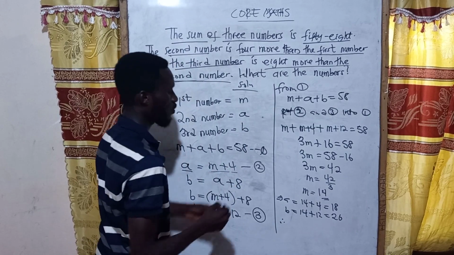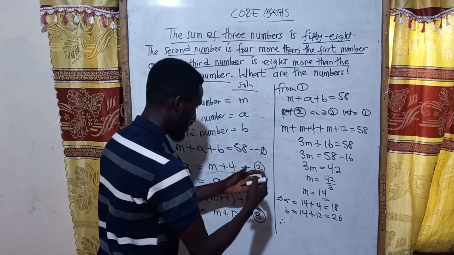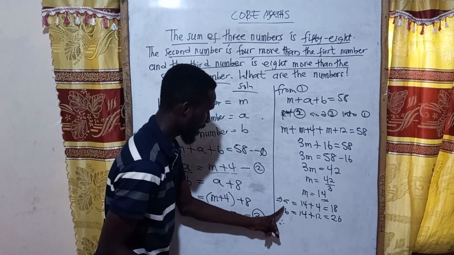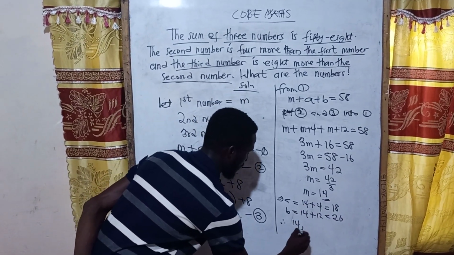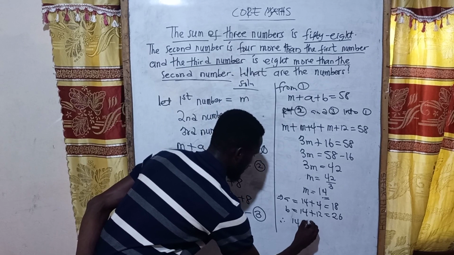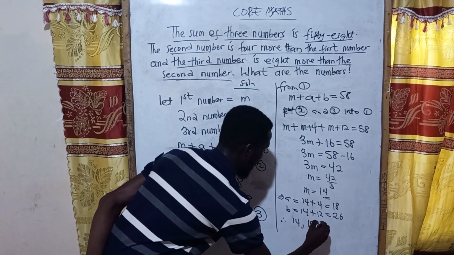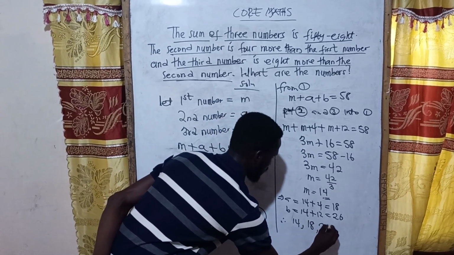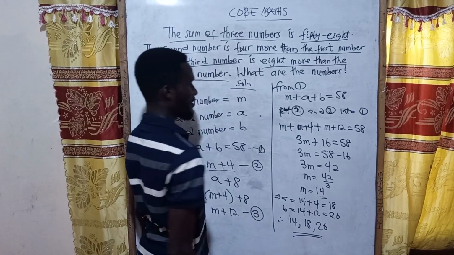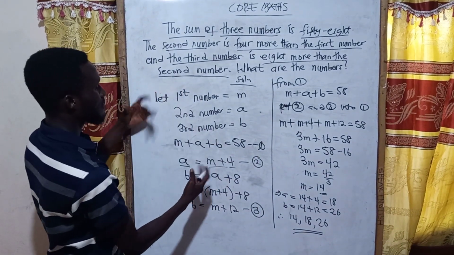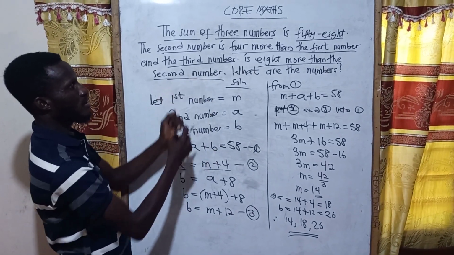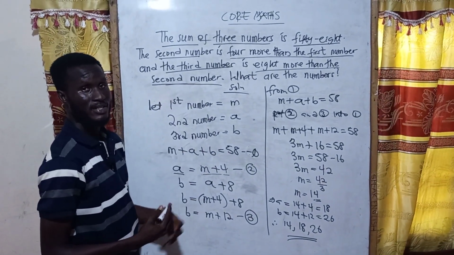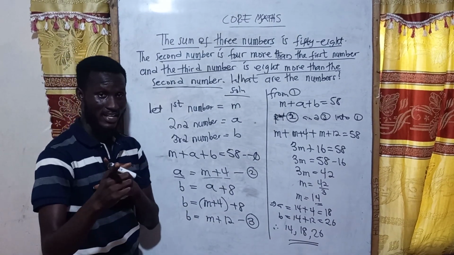So therefore, what are the numbers? The numbers are M, A, and B. M is 14, A is 18, and B is 26. These are the numbers. You see, the question is very simple, but you just have to know how the word problem works. It's very, very simple. I hope you get it.